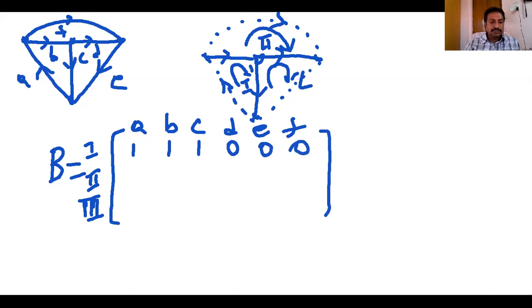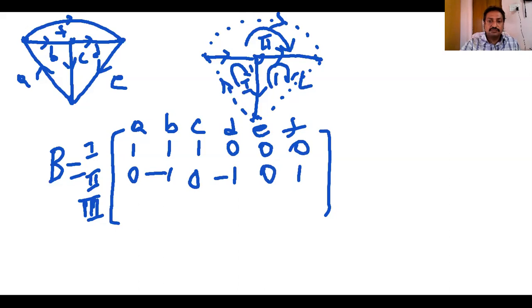Then we go to the second loop. In the second loop, what are the branches? F, B, and D. F is the same direction, so 1. B is the opposite direction. D is the opposite direction. So -1, -1. Remaining are zeros.